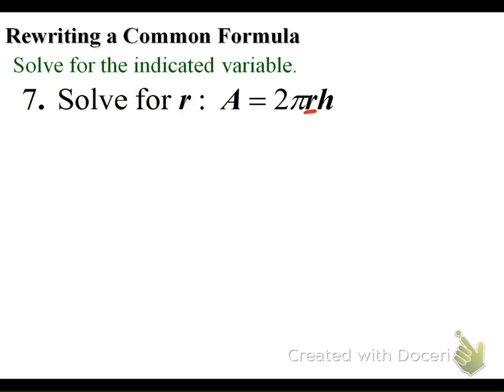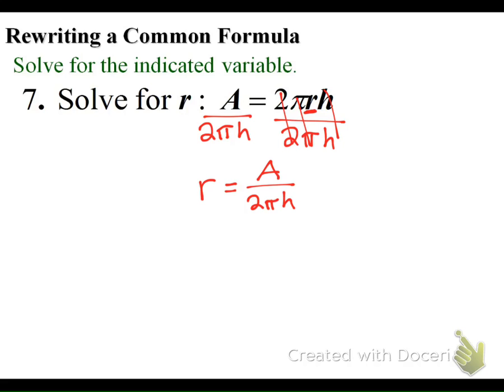So how am I going to get the 2 and the pi and the h away from that R? Divide by all of it. So that's gone, that's gone, that's gone. R is going to equal A over 2 pi h. Pretty straightforward.